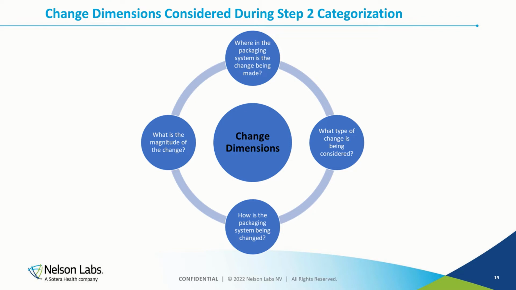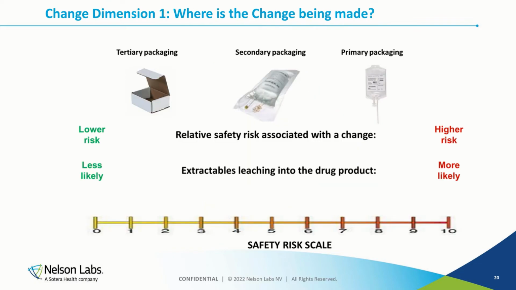Where in the packaging system is the change being made? What type of change is occurring? How is the packaging system being changed? And what is the magnitude of the change? Okay, and so we'll walk through each one of these quickly. Dimension 1, where is the change being made? What I mean by this is, is it primary packaging, direct product contact, secondary packaging, or tertiary packaging that's being changed?